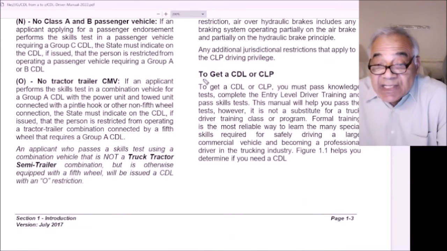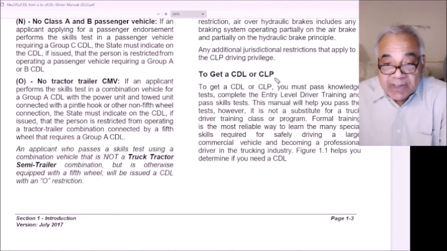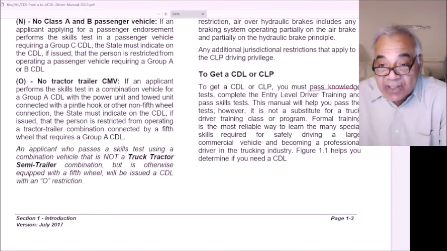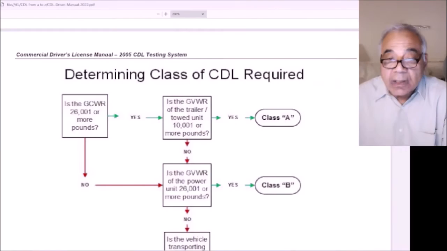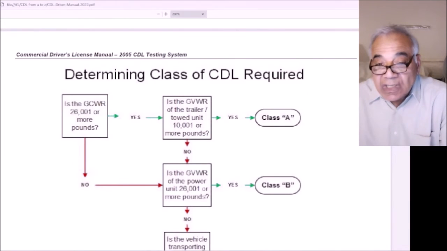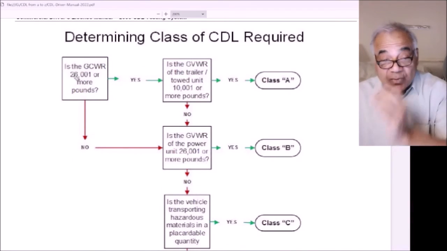license. To get a CDL, commercial driver license, or CLP, commercial learner permit, you have to pass the knowledge test, and you have to have the complete entry-level training and the skill test. Now we summarize the classes, what class you need.